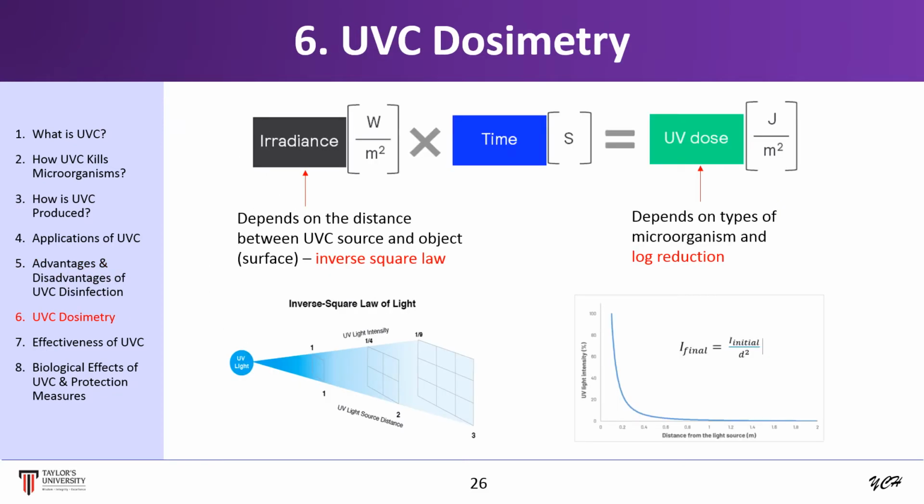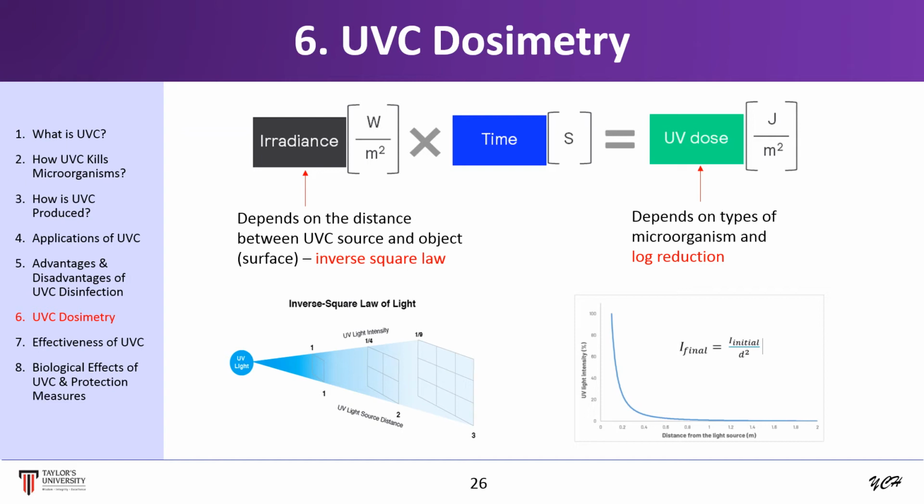Next, I would like to focus more on UVC dosimetry, as it's an important topic and it's the technical knowledge that we need to excel in if we want to apply UVC disinfection effectively. So the first formula here is irradiance multiplied by time will give us the UVC dose. The unit for irradiance is watt per meter squared, multiplied by time will give us joule per meter squared.